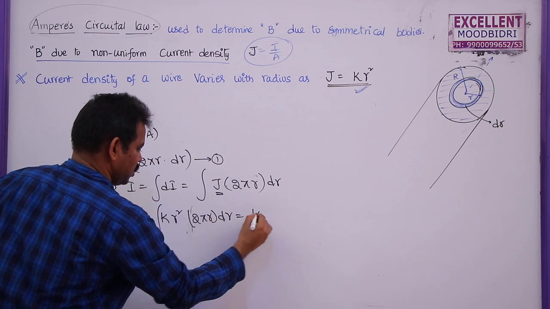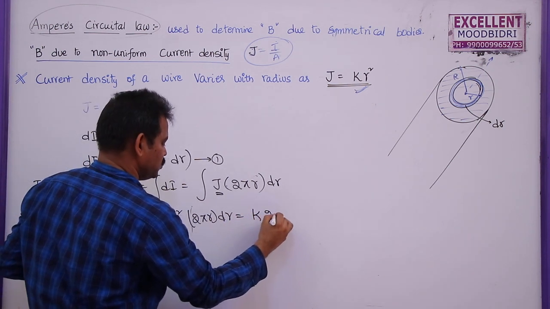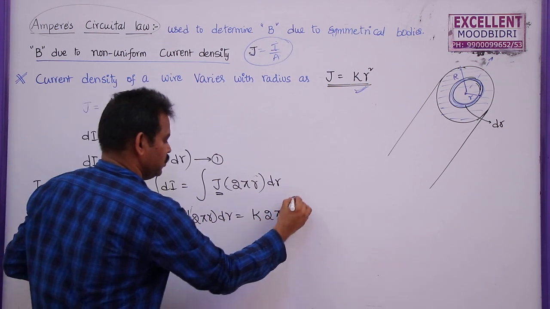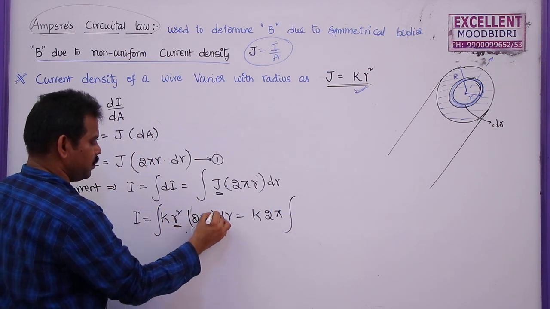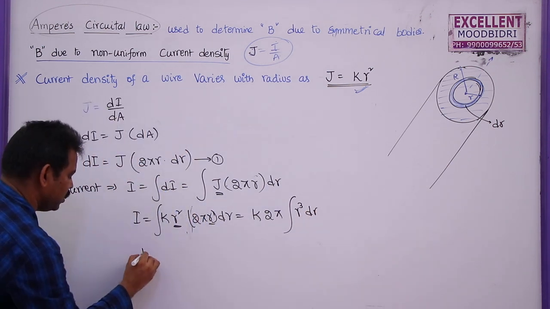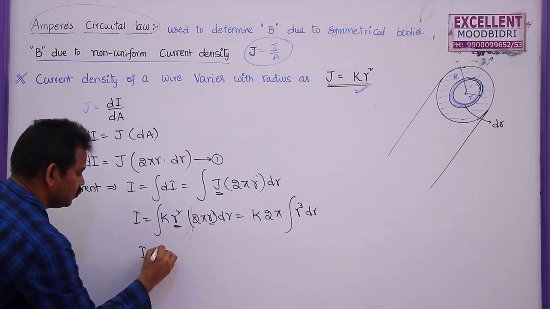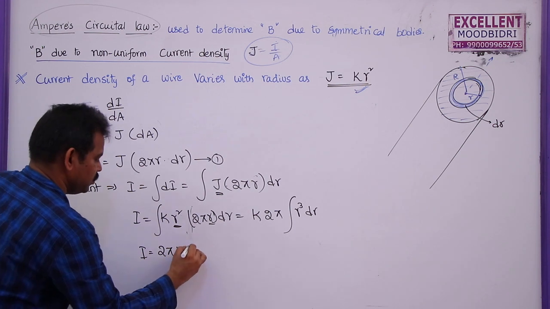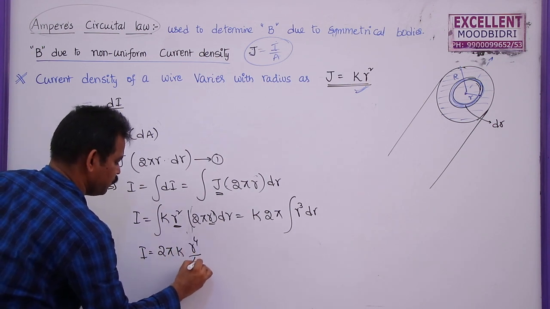K is a constant, so you can bring it outside. 2 is a constant, pi is a constant. The integral of R squared and R to the power 1 is R cubed dr. So I is given by 2 pi K times R to the power 4 by 4.